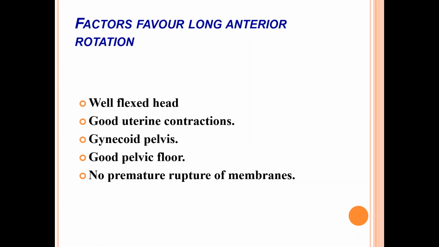What favors a long anterior rotation, with a well-flexed head, is good uterine contraction, a good gynecoid pelvis, and a good pelvic floor. There is no premature rupture of membrane. All these factors favor the long anterior 3/8 of the circle rotation and the delivery becomes normal.